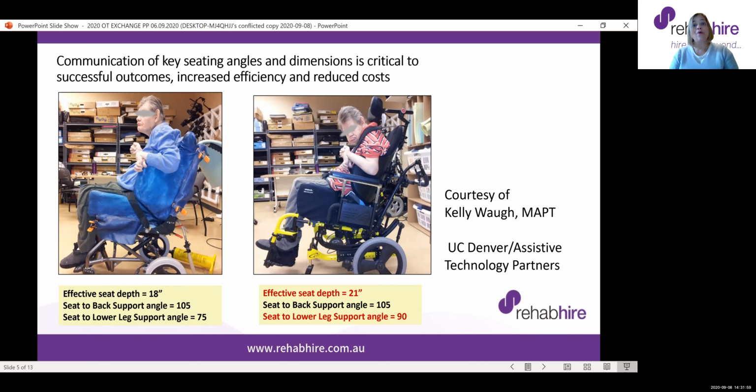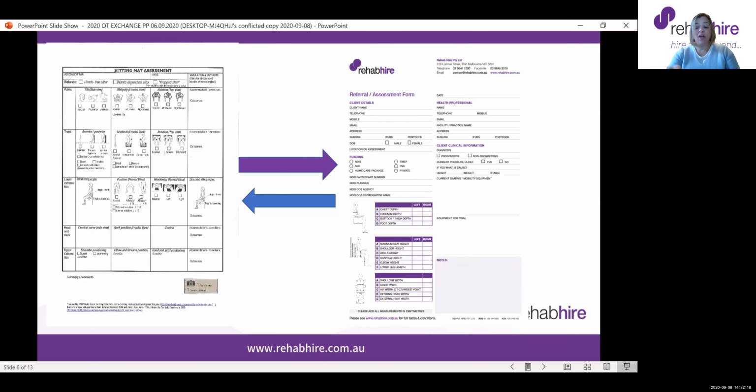So was 21 inches meant to be the seat frame in order to accommodate a thicker back? And then the effective seat depth would have been 18 inches? Quite possibly. So we can see how easily these terms can affect the final outcome.